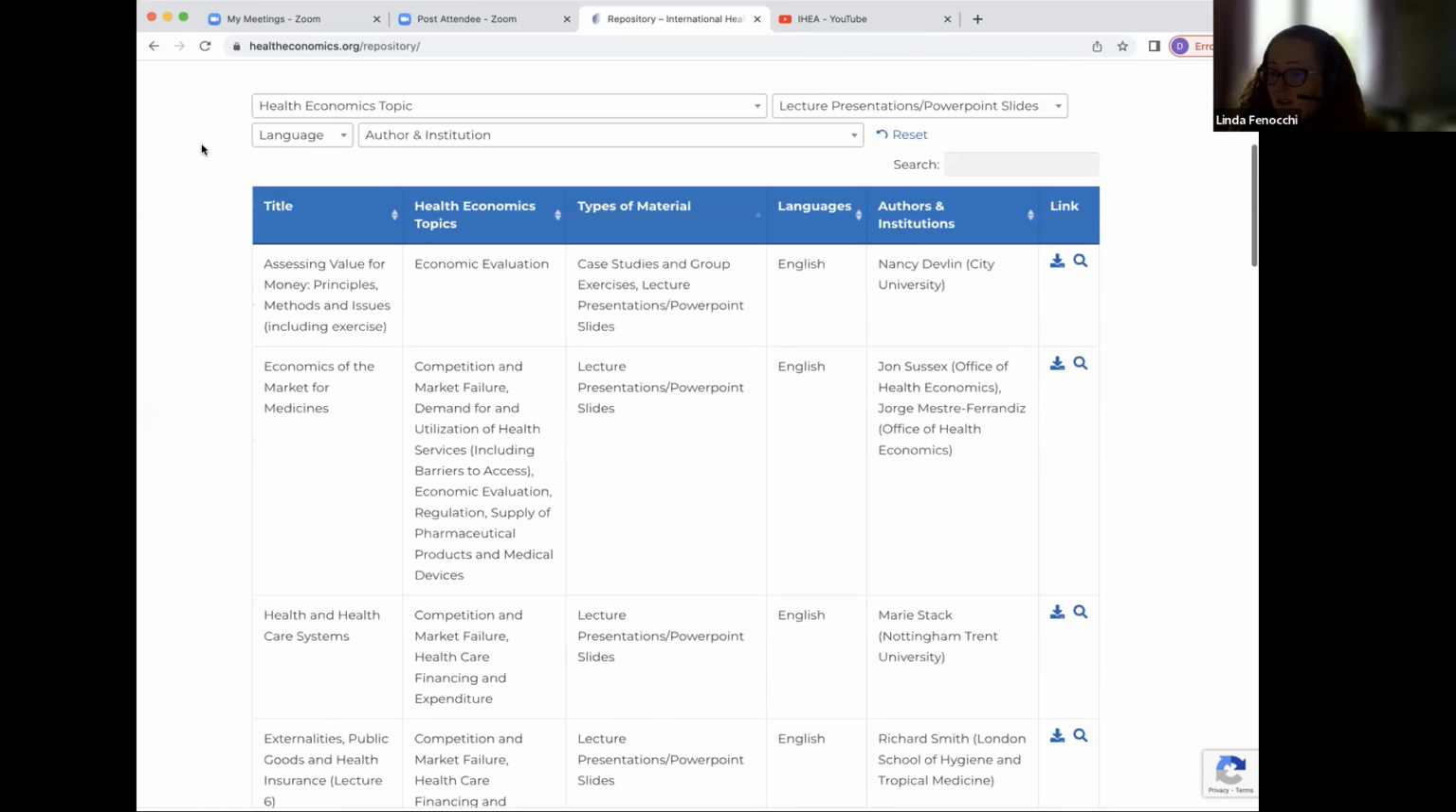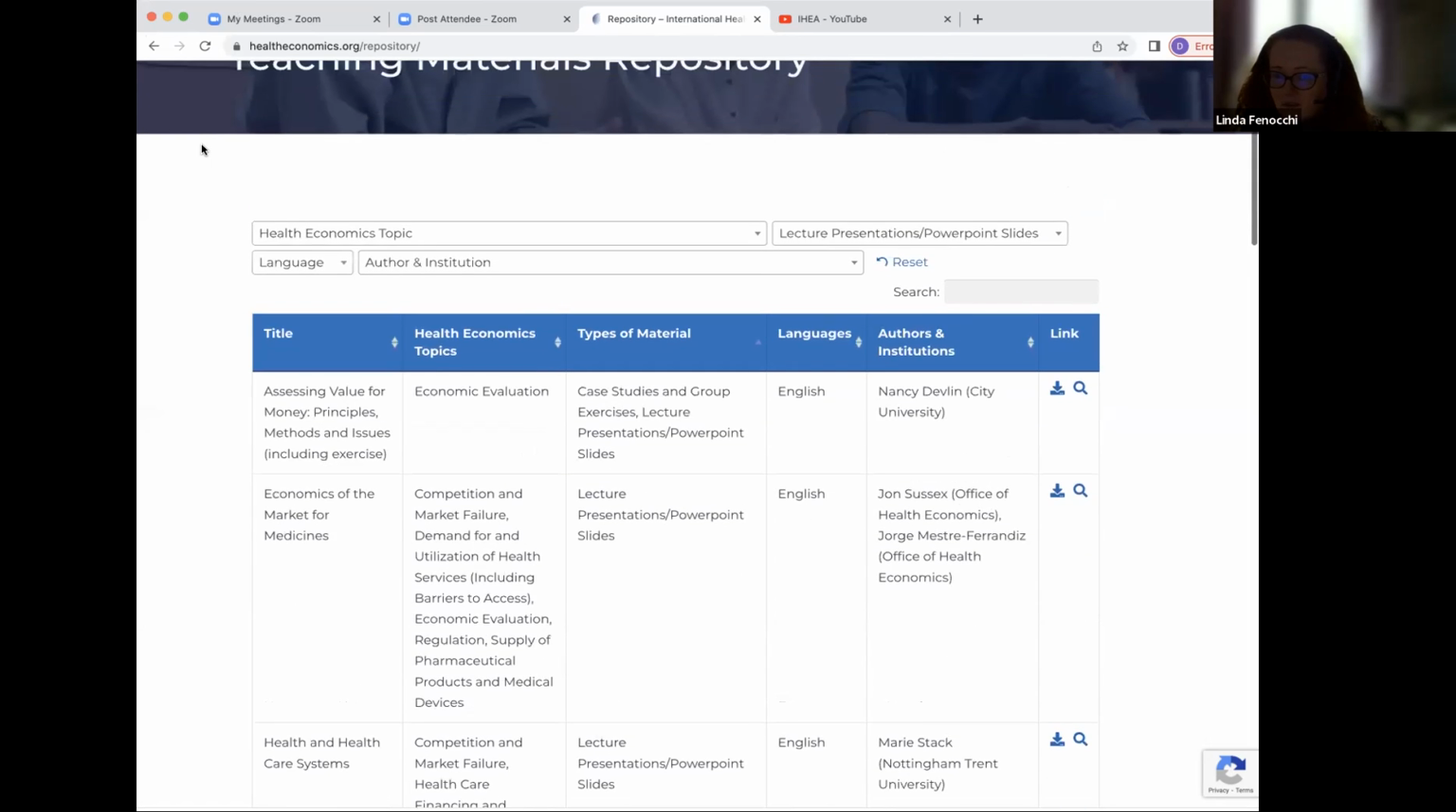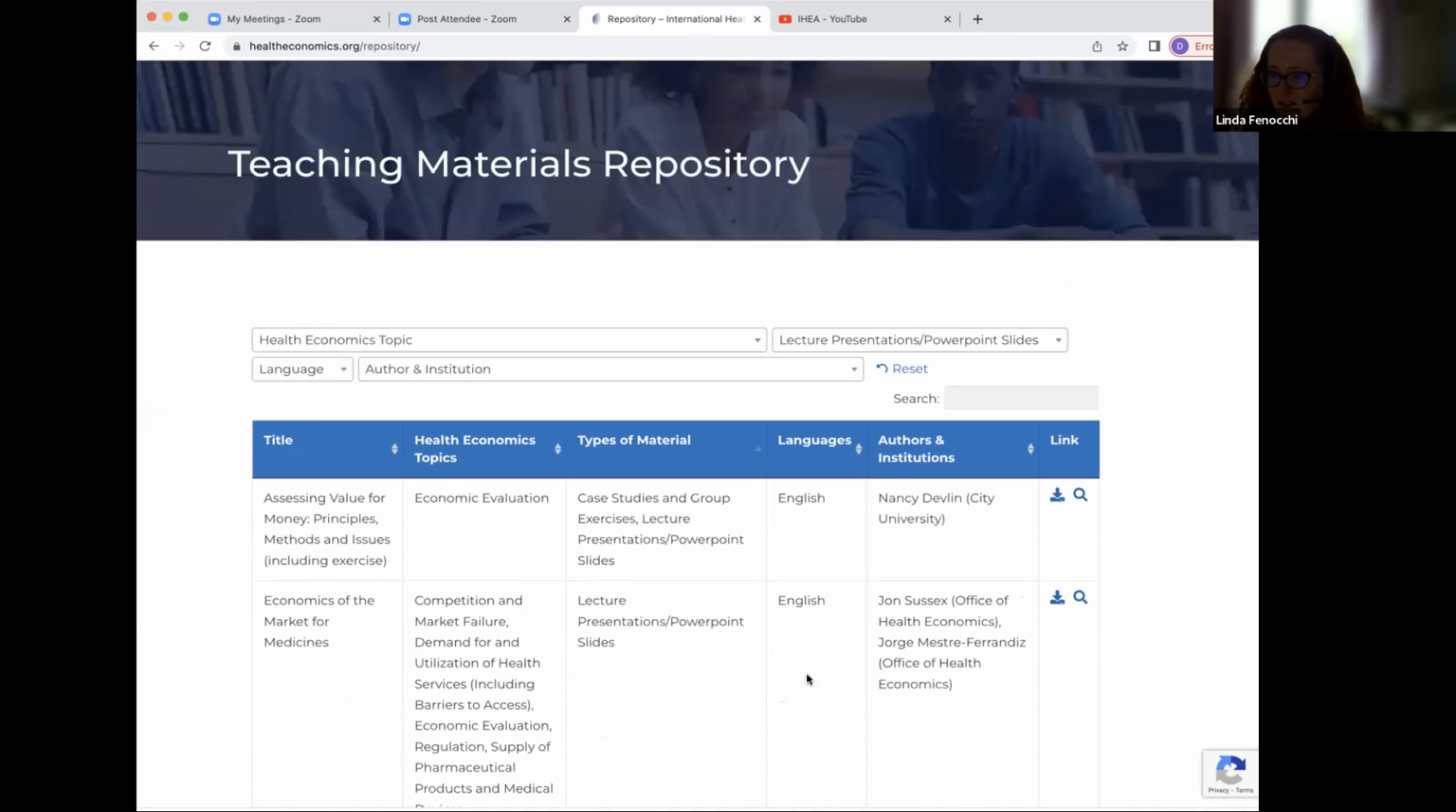No, I think the repository is great, and anyone else in the call that's not had a look at it, I highly recommend it as well.